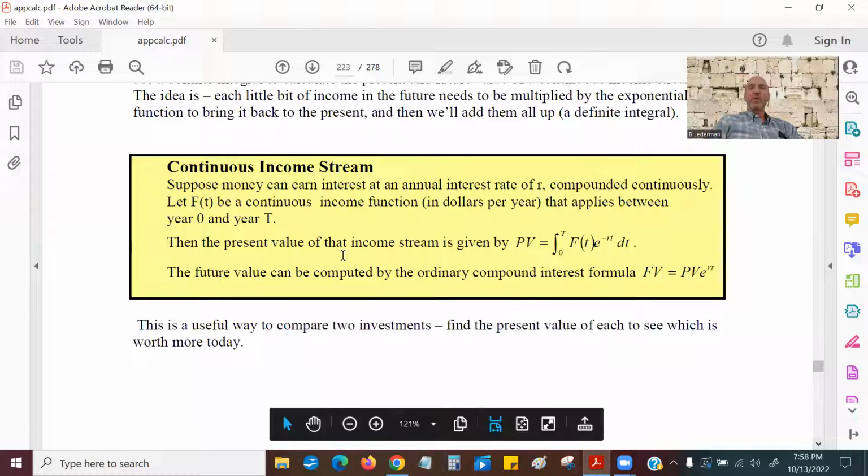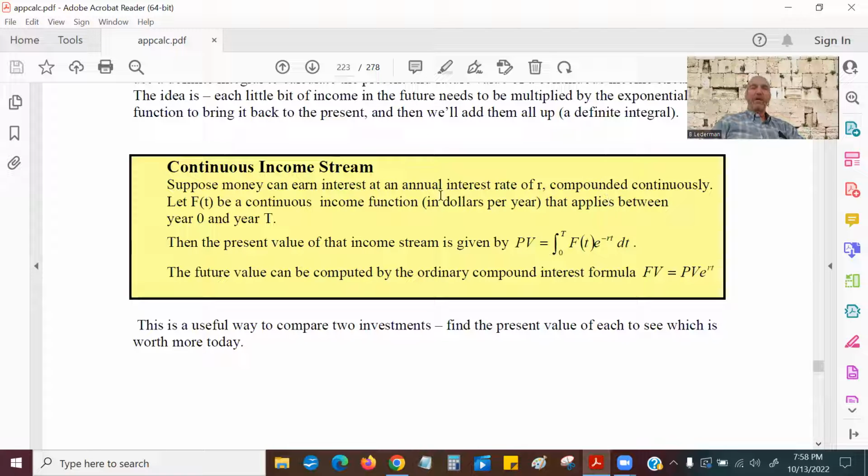So suppose money can earn interest at an annual interest rate of R, compounded continuously. Now f of t is a continuous income function, in dollars per year, that applies between the year 0 and the year t. So money is flowing in according to this function. The present value of that income stream is given by PV. PV stands for present value. That's not P times V, but present value.